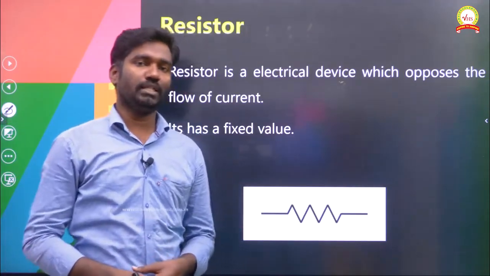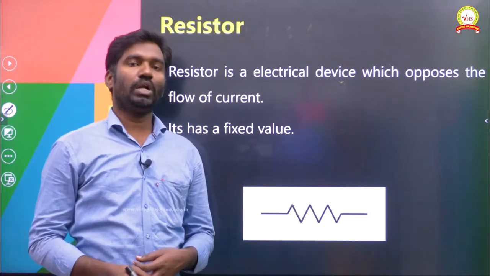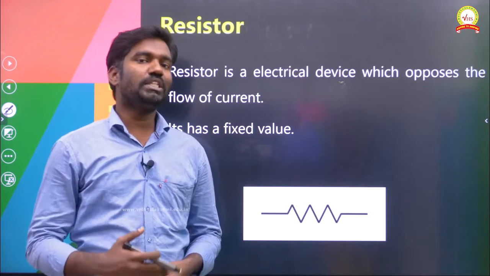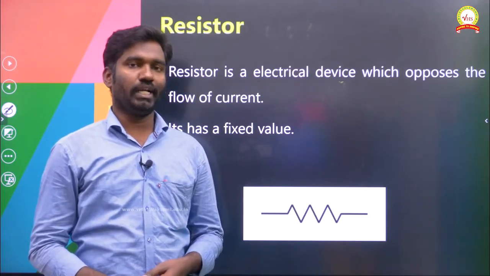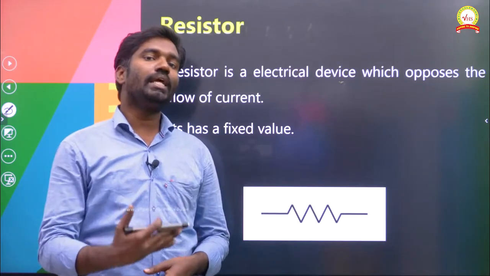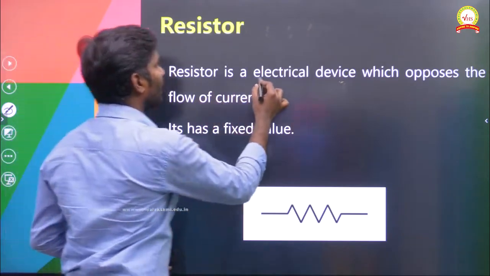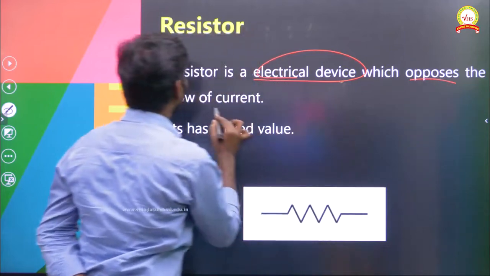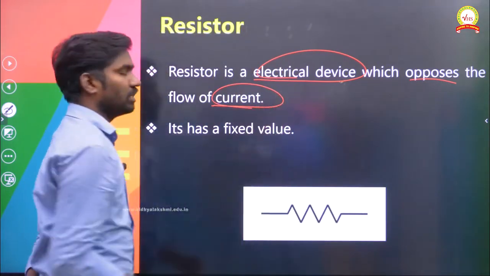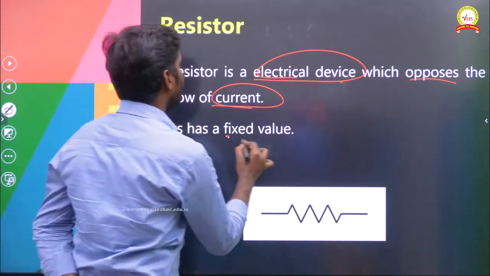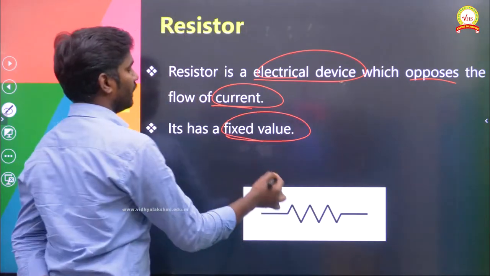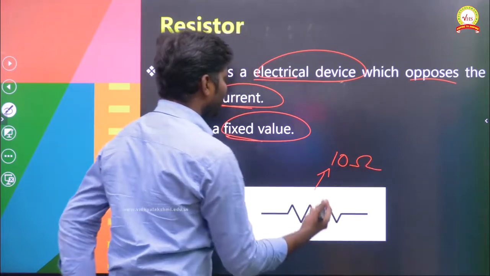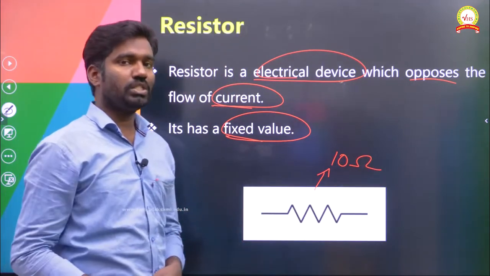So what is meant by resistor? We are reading about the term resistance. What is meant by resistance? It is a property which opposes the flow of current. So what is meant by resistor? It is a type of electrical device which opposes the flow of current in a circuit. Its value is always fixed. Suppose I say the resistor has 10 ohm, its value will be fixed. This value is not going to change, right?